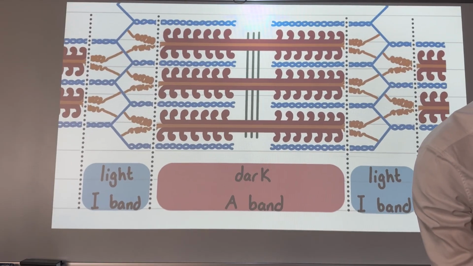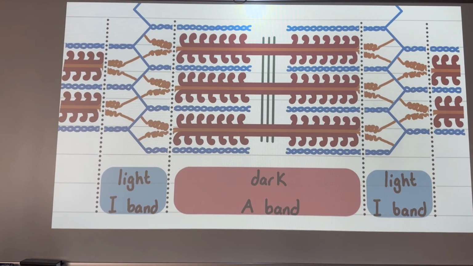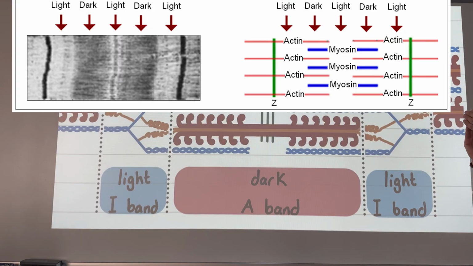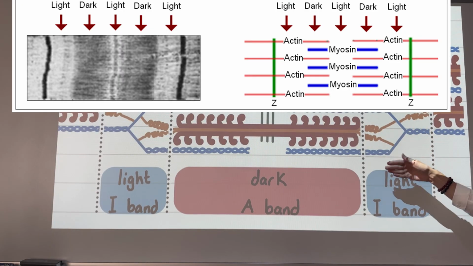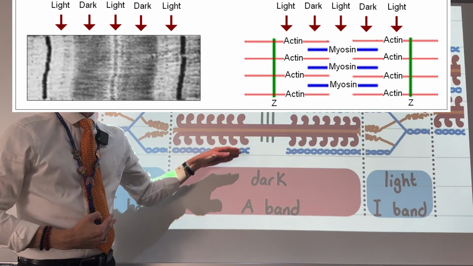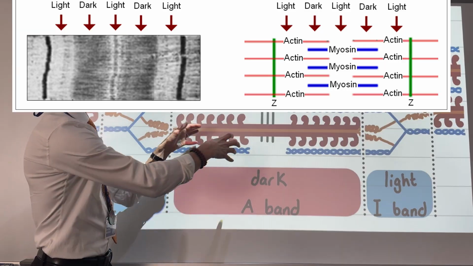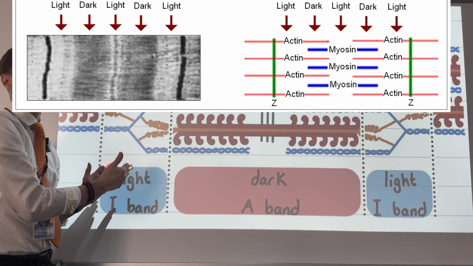Where this occurs is that if you zoom into here, the light band is when there's no overlap between myosin and actin. It's only actin, really. And the dark band is where there's myosin mainly with overlap here. So the myosin is providing the dark part. The light part is only actin.